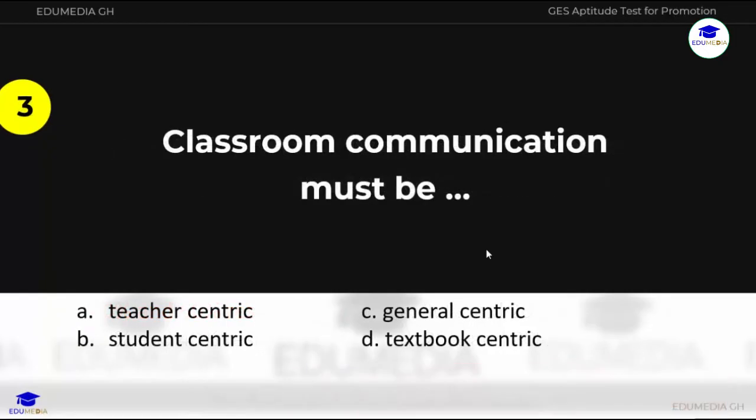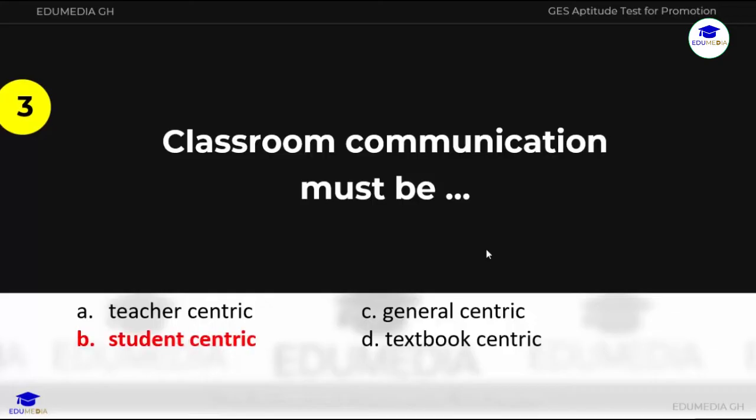Question number 3. Classroom communication must be A. Teacher-centric, B. Student-centric, C. General-centric, and D. Textbook-centric. The correct answer here is B.